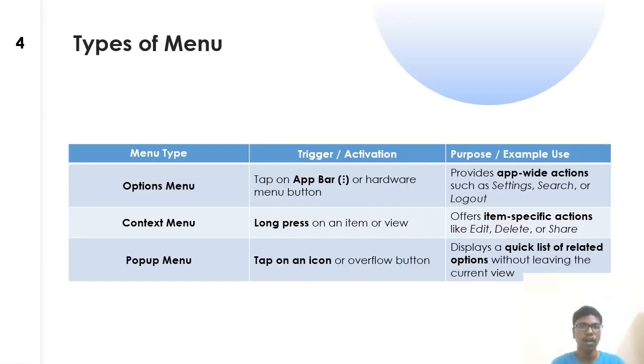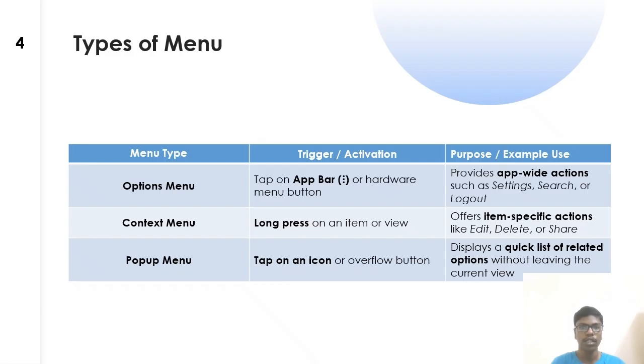Here we have a comparison of three main menu types in Android. Let me walk through each one. First, the options menu. This is triggered by tapping the three dot icon in the app bar or the hardware menu button. It provides app-wide actions such as settings, search, and logout. These are actions that apply to the entire application.